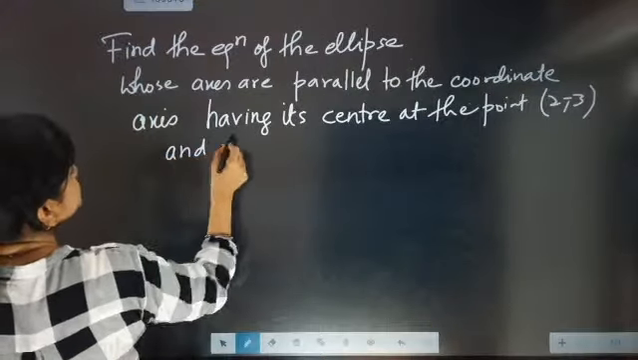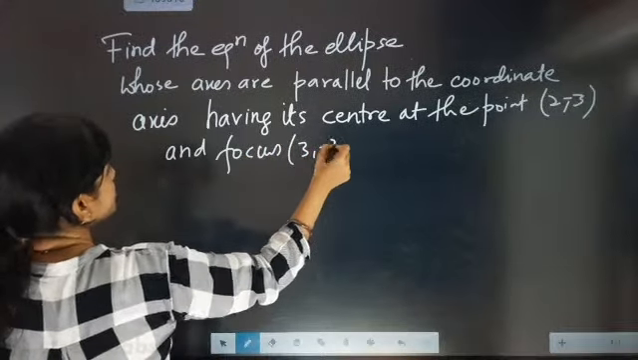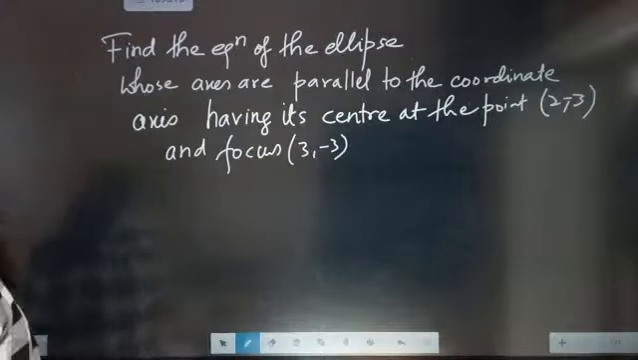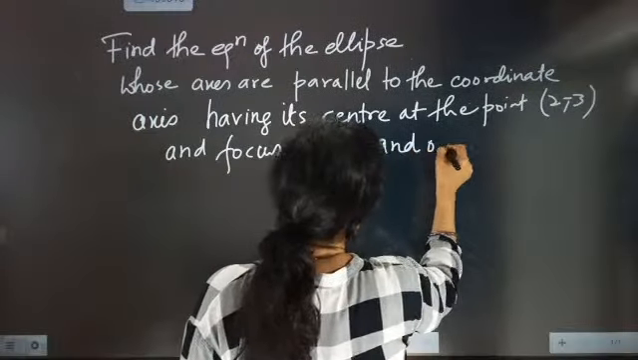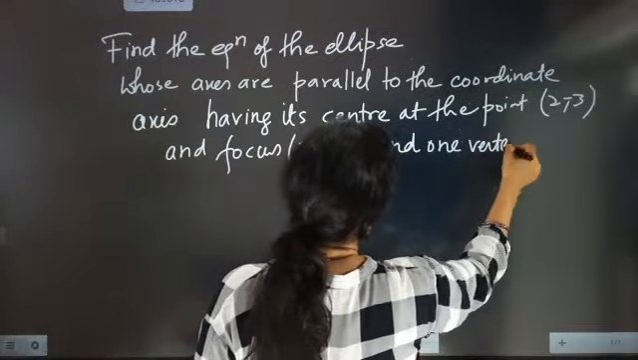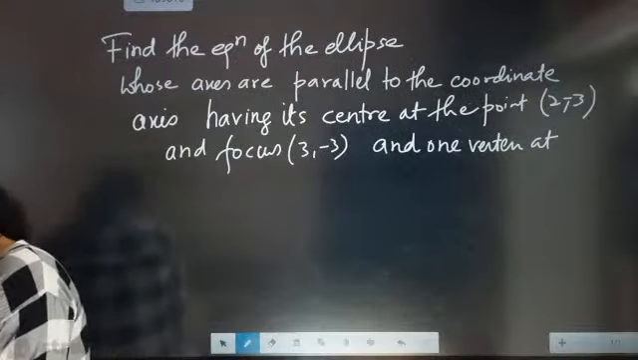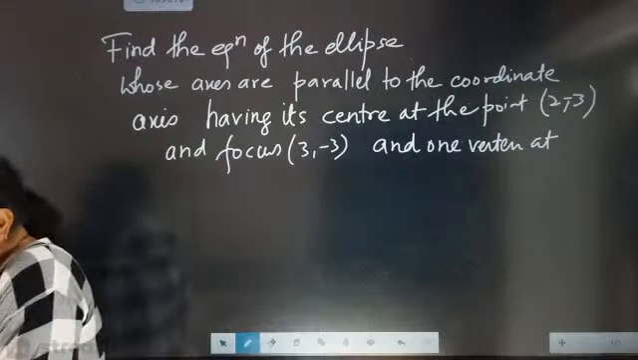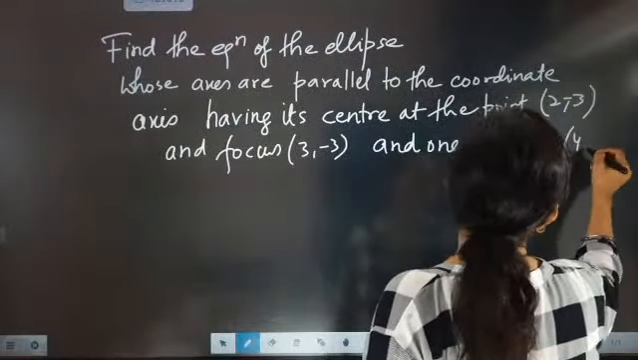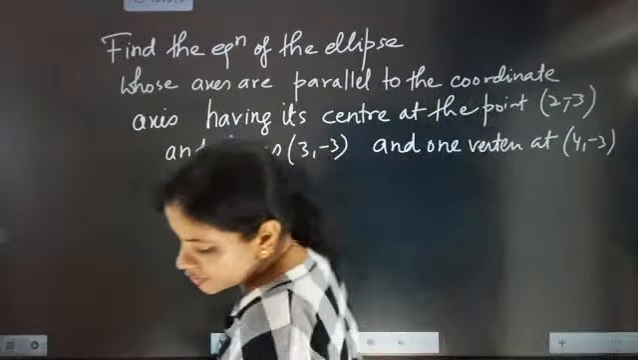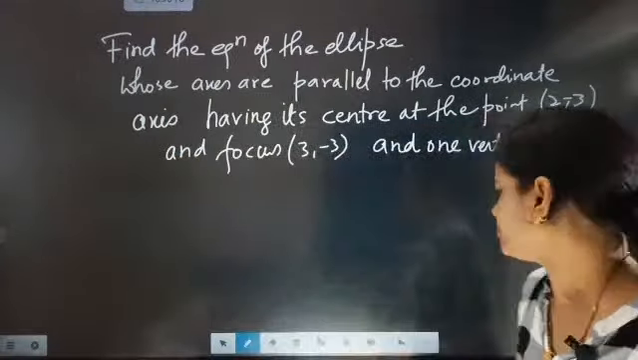and focus 3, minus 3, and one vertex at 4, minus 3. So now I am going to solve this question. I am going to explain this question, beta.